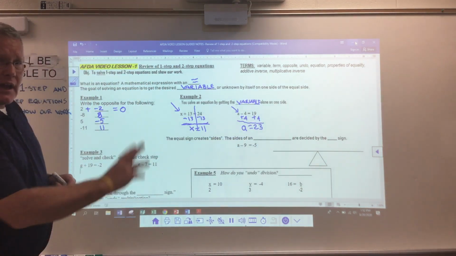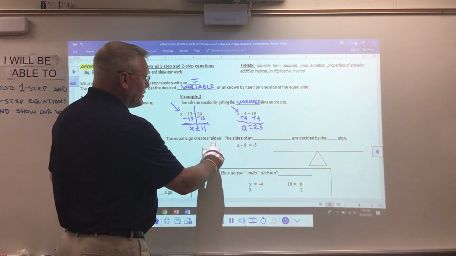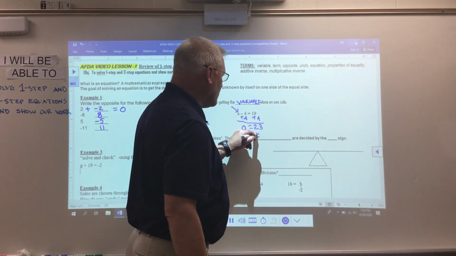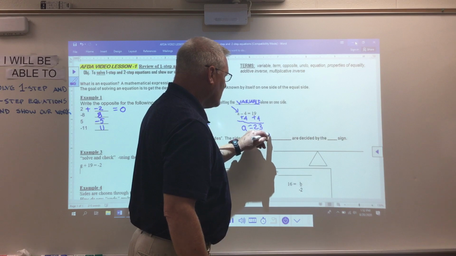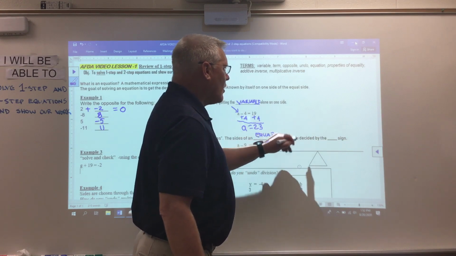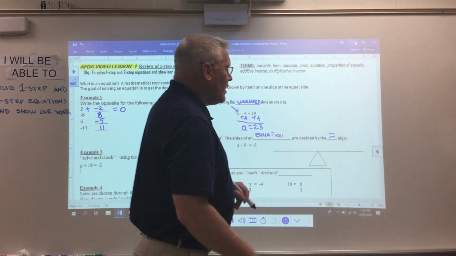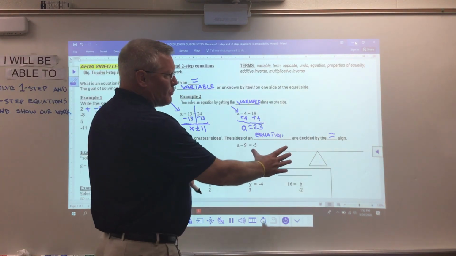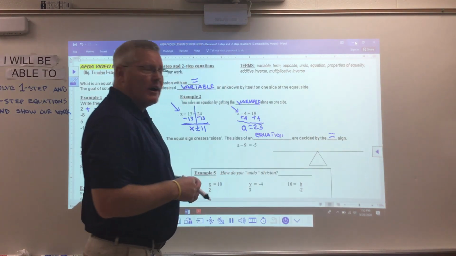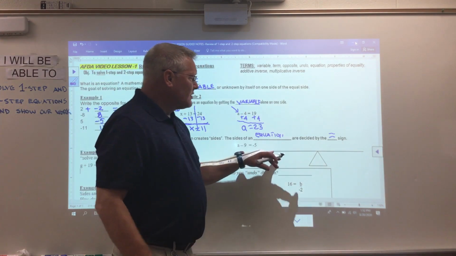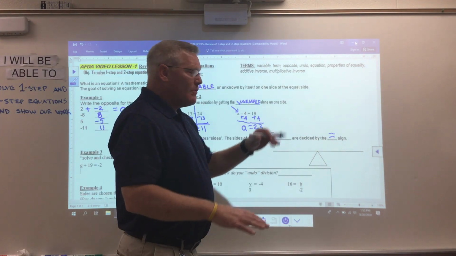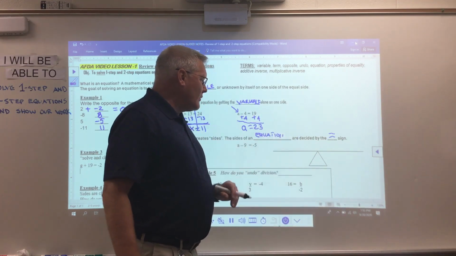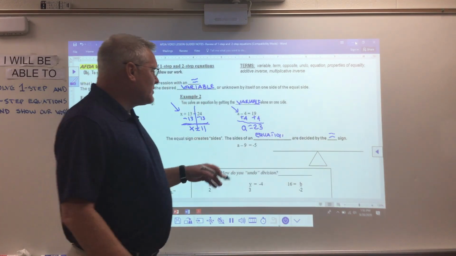Now, again, remember this, that the equal sign creates sides. The sides of an equation are decided by the equal sign. So to help us with that, I did this sort of primitive sketch right here. It's supposed to be one of those triple beam balances from middle school. And if you remember, you had to balance those things, and you put weights on there and weigh things. So an equation operates the same way.